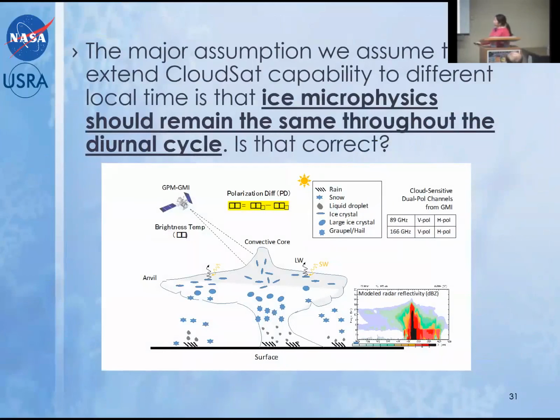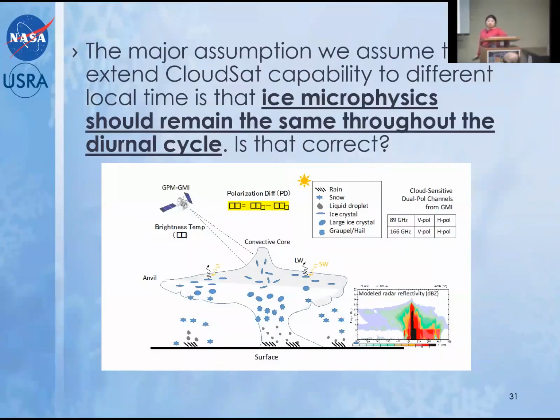We only know that in the anvil, ice particles probably tend to be horizontally aligned because in the anvil you don't have up and down vertical movement. So likely, if you have non-spherical particles, they tend to be horizontally aligned. But in the convective core, what causes the diminishing of the polarization difference? We're still not sure if it's radiation, or turbulence, or both.